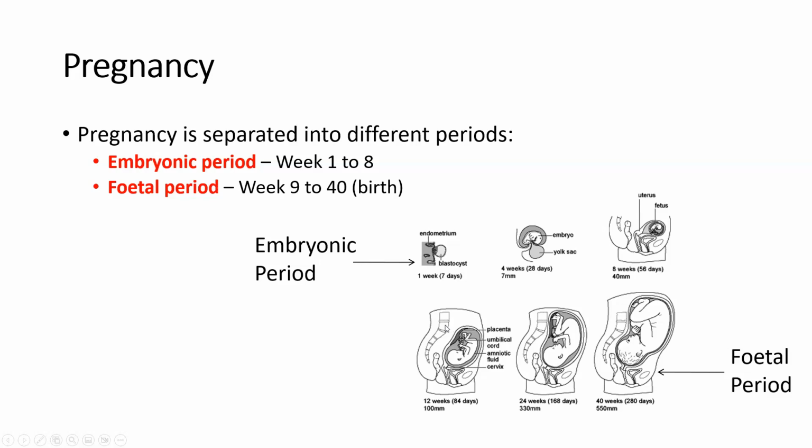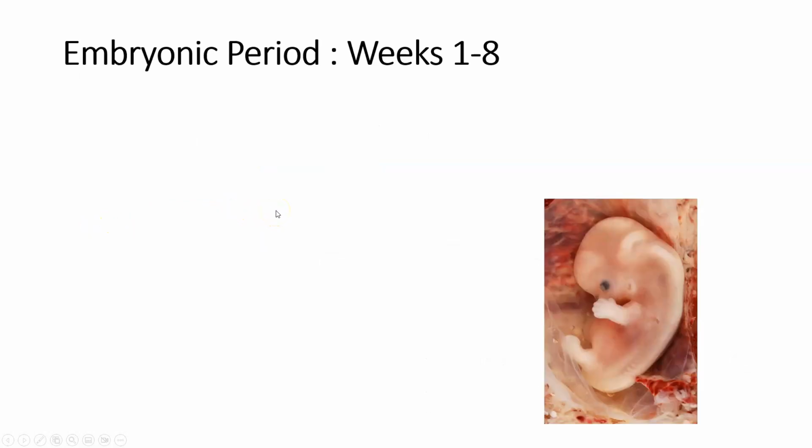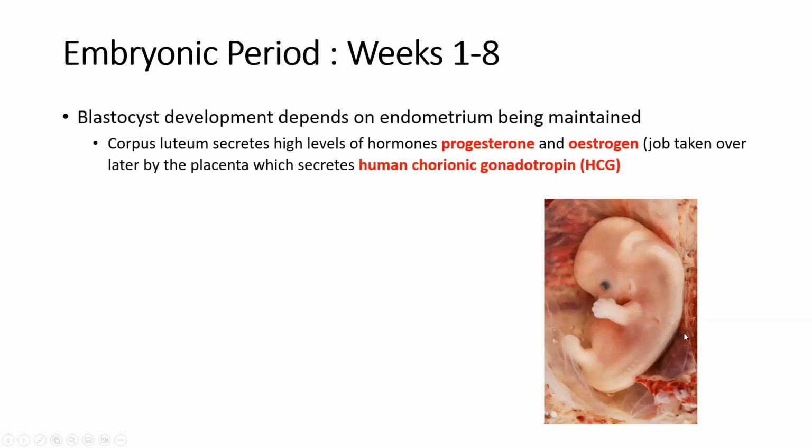Now that we understand about stem cells, we're going to be looking at pregnancy starting with the embryonic period, which is the first 2 months of pregnancy. We will look at the fetal period in a later lesson. All right, so this is what a developing embryo will start to look like, and you can see it doesn't really look very much like a baby, but it's emerging.